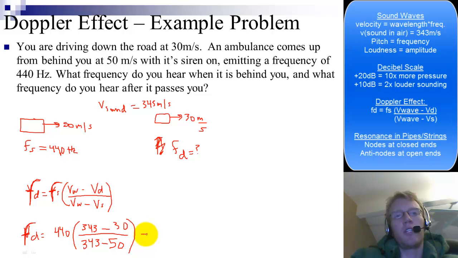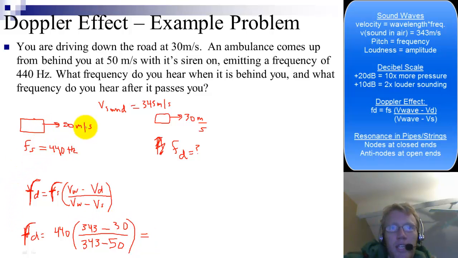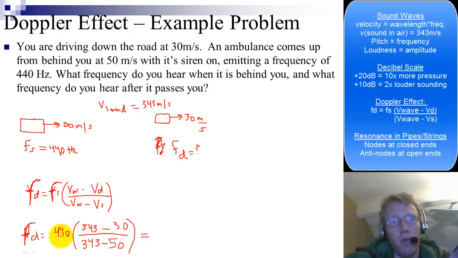Okay, and now here's what I want you to see. So you can use common sense a lot of times to make sure you don't mess these up. You know this car is catching up to you because it's going faster than you. So you know in your head that the frequency should be higher, because when two things are coming together, the waves are closer, and so the frequency should be higher. So when you solve this out, you have to get a number bigger than 440.